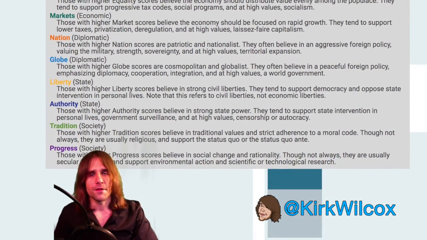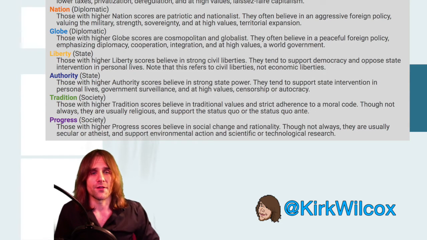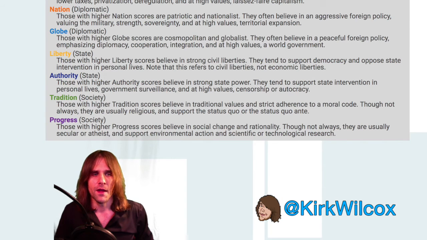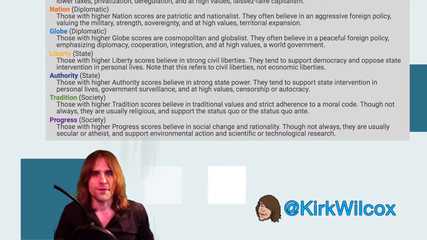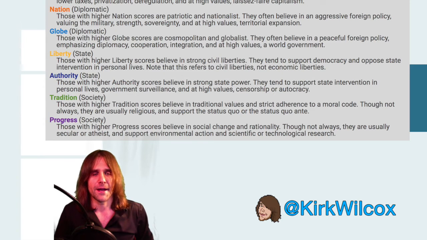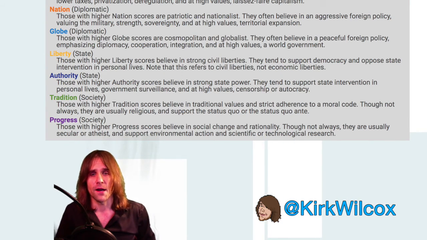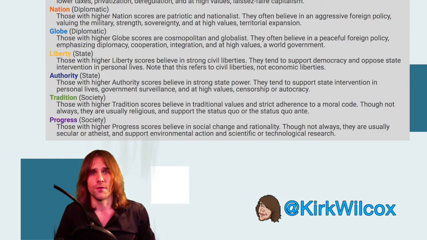Then we have the state axis. We have liberty, and people with high liberty scores believe in strong civil liberties. They tend to support democracy and oppose state intervention in personal lives. Note that this refers to civil liberties, not economic liberties. And as I've said before, this is a false dichotomy that needs to be done away with. Economic liberties are civil liberties.